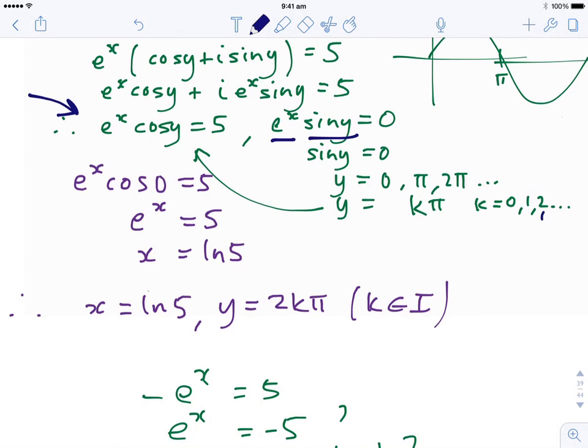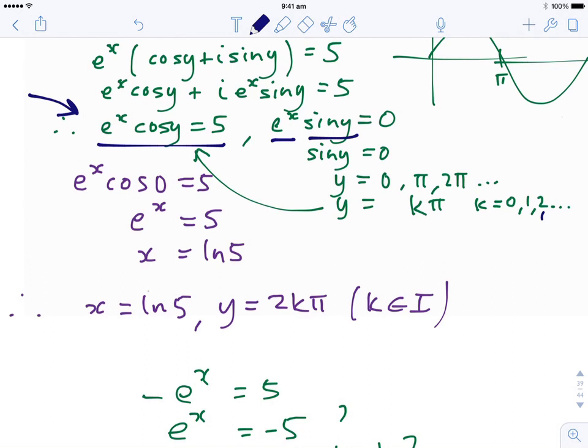If we now go back to our first equation over here and think of, okay, let's say we've got 0 as one possible solution. Let's solve that. So if we put 0 in there, cos of 0 is 1. So we get e to the x is 5, so x is ln 5. So there's a solution: x being ln 5 and y being 0.